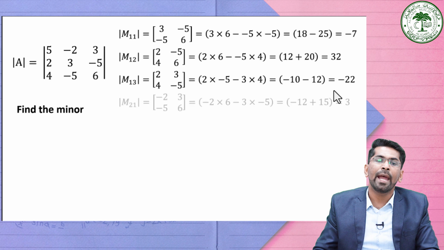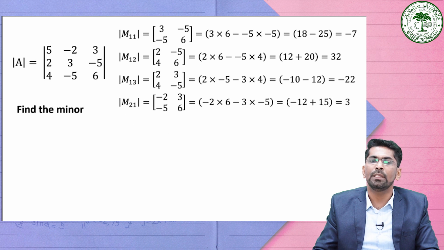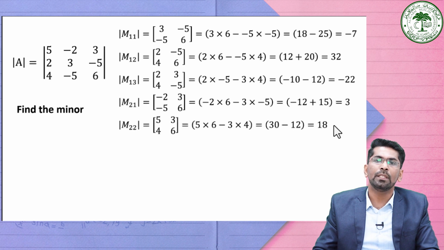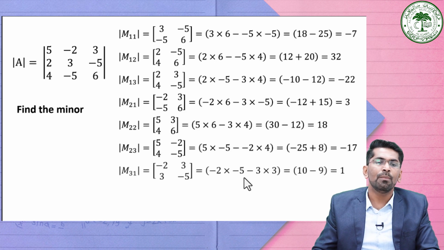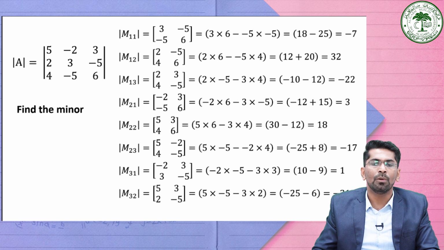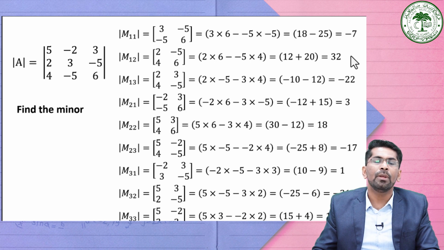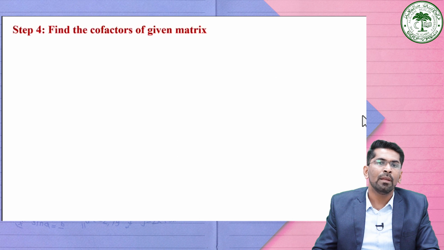We have 9 minors here. We have M21 equal to 3, M22 equal to 18, M23 equal to minus 17, M31 equal to 1, M32 equal to minus 31, and M33 equal to 19. Here we found the minors for each and every element of the given matrix. I am writing the minors separately here so that it will be very easy.